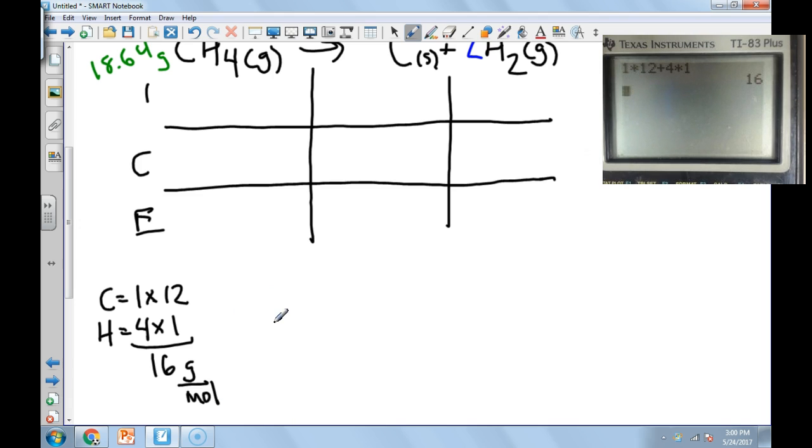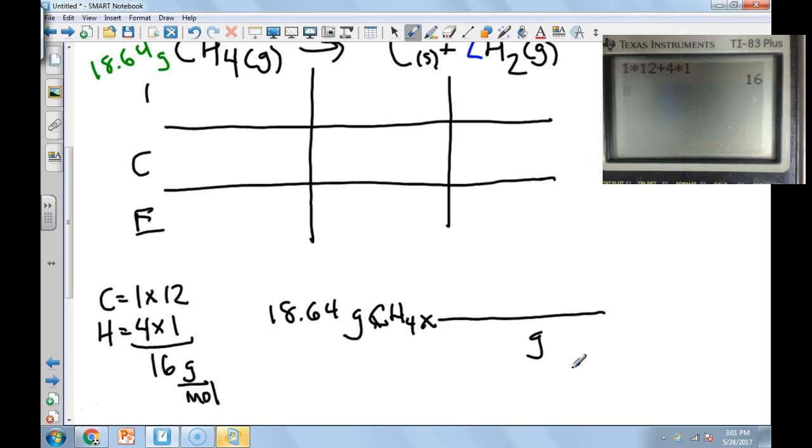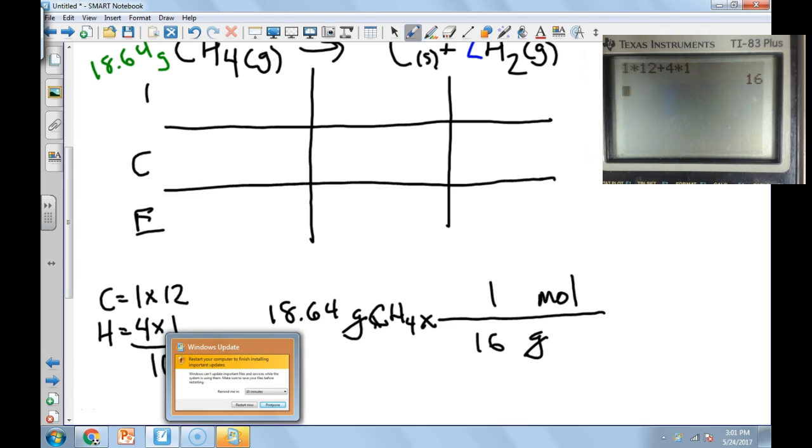Okay, so now we're going to take 18.64 grams of methane, and we are going to X-line it, and my X-line is really long here. So we're going to get rid of grams, and then we're going to convert to moles. Notice when we do that, grams cancel, and we're left with moles of methane. So for every 1 mole of methane, 16 grams. So I'm going to do this, and when I do this, we get an answer.